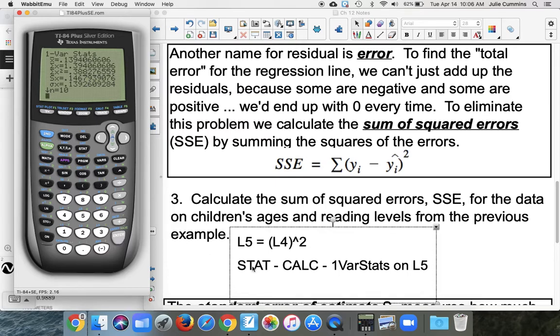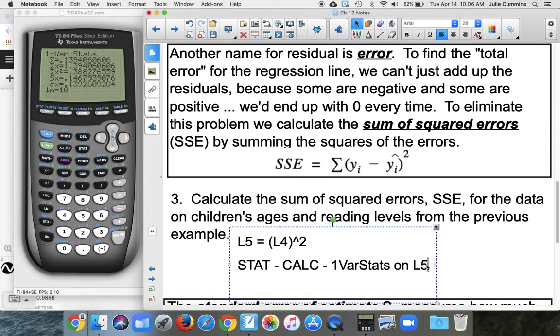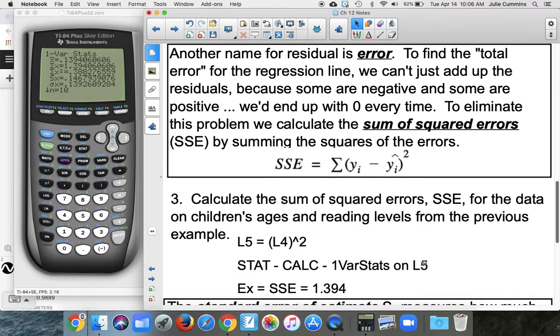So you are looking for this guy, sigma x. That means all of your x's added up. So that's the one you're looking for. I know that's not a Greek letter. That's going to be your sum of squared errors. And in this case, it is 1.394. That look good? Yep. Okay, so that is how you find that.